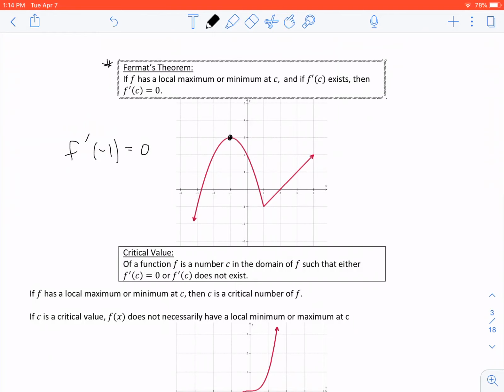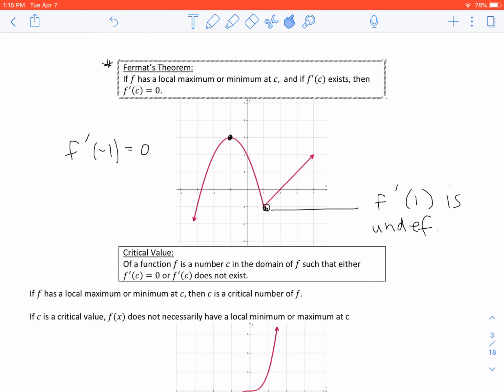For our local min, we have a value down here at the bottom. And at this local min, f prime of 1 is undefined. This is because that's a sharp point. The derivative does not exist there.